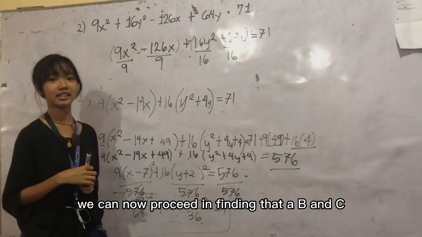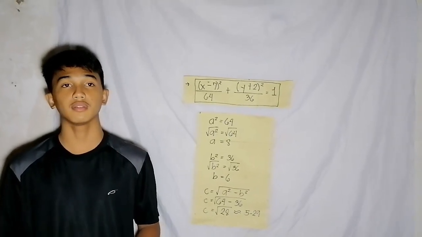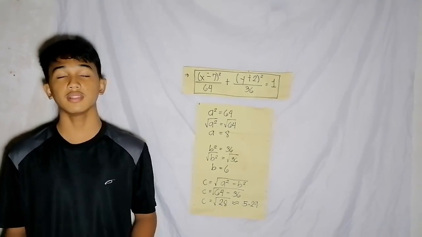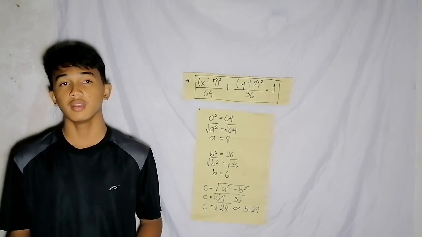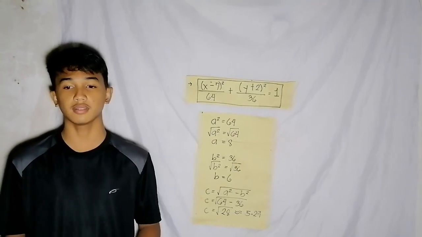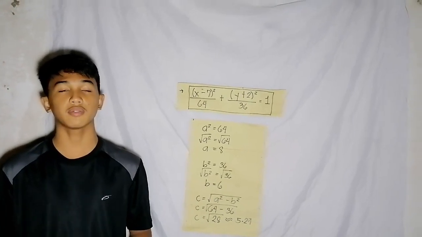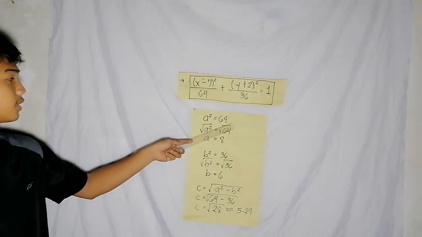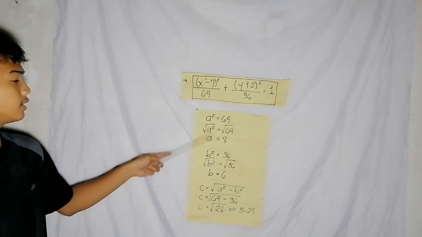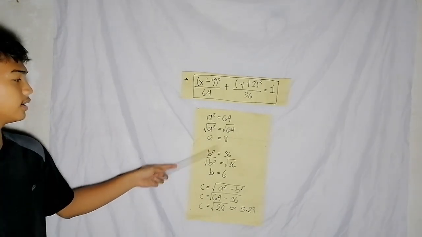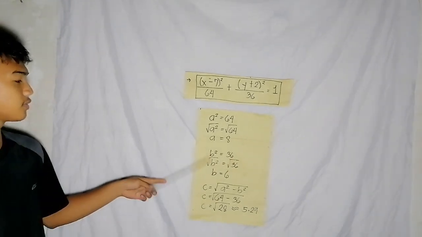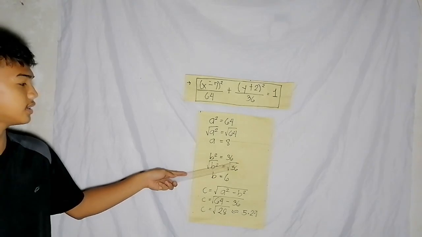We can now proceed in finding the A, B, and C. Let's solve for the A, B, and C. First, for A, since 64 is the biggest number, then 64 is equal to A squared. To find the A, let's find the square root of 64. A squared is equal to 64. Square root of A squared is A. Square root of 64 is 8. And for B, B squared is equal to 36. Square root of B squared is B. Square root of 36 is 6.